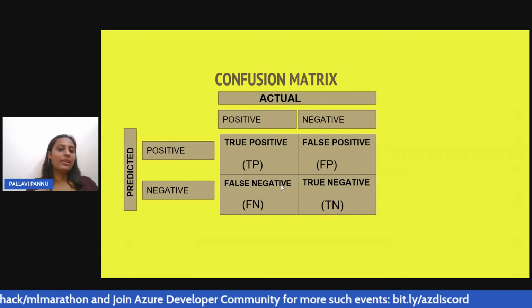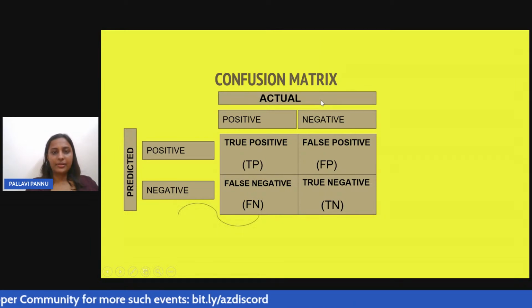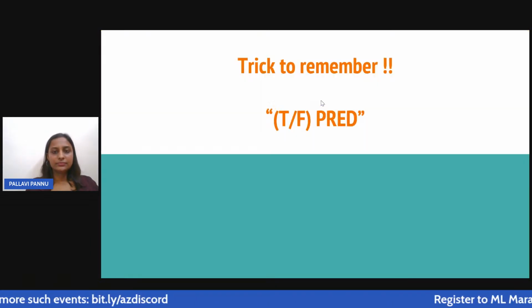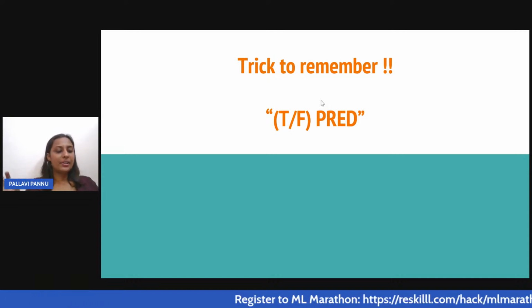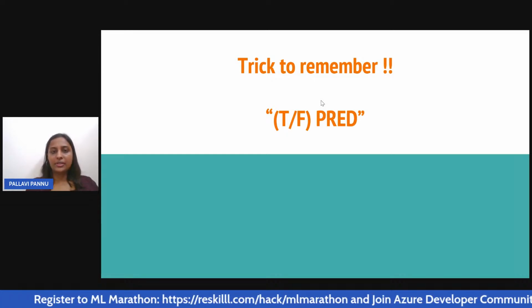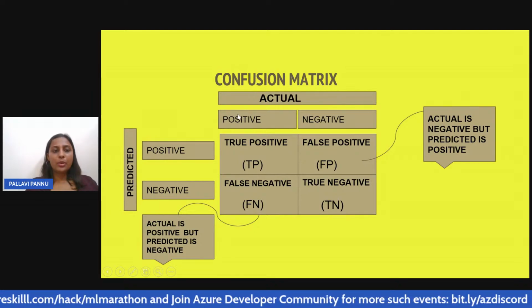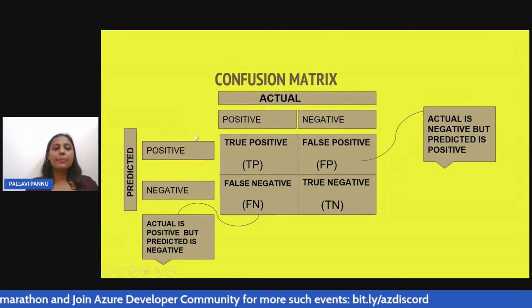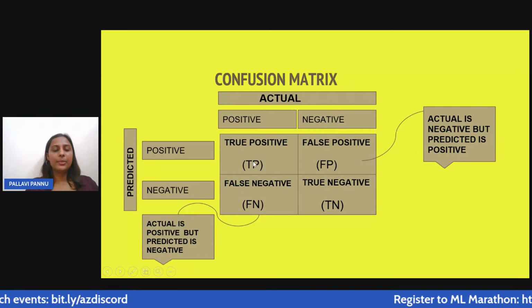So I have developed a trick for you all to decode this. Let's check this trick. The trick to remember is true or false, and then the predicted. First you have to check: if positive and positive both are matching, that means true. So I've taken it as true. And what was my predicted? Positive. So I keep it as positive. So it is true positive.